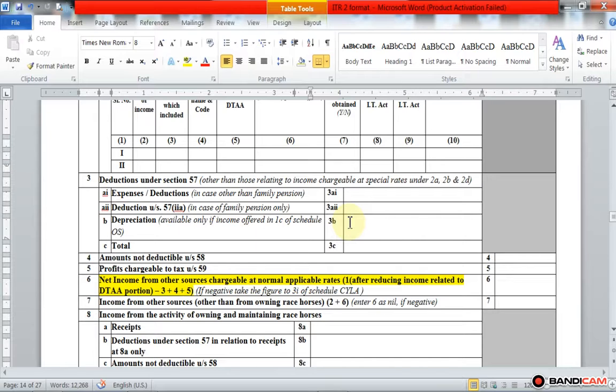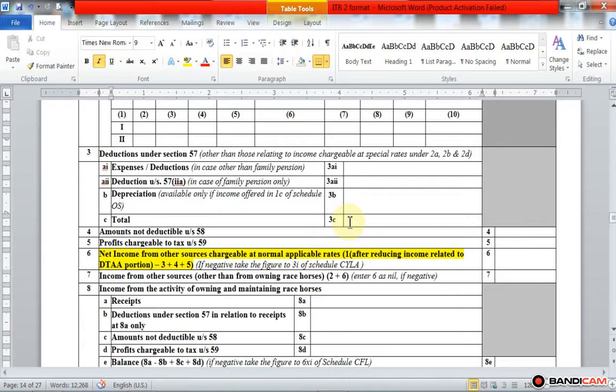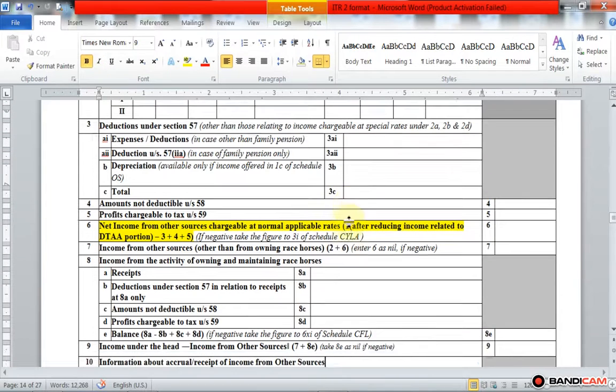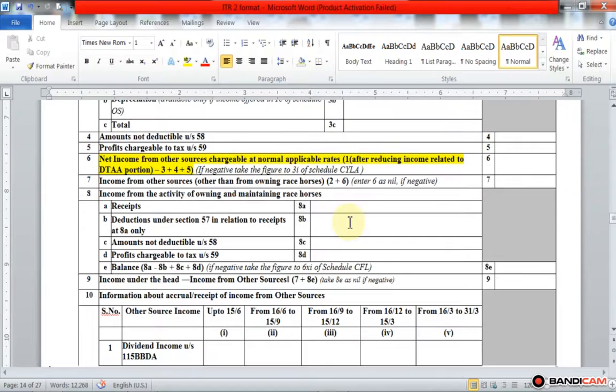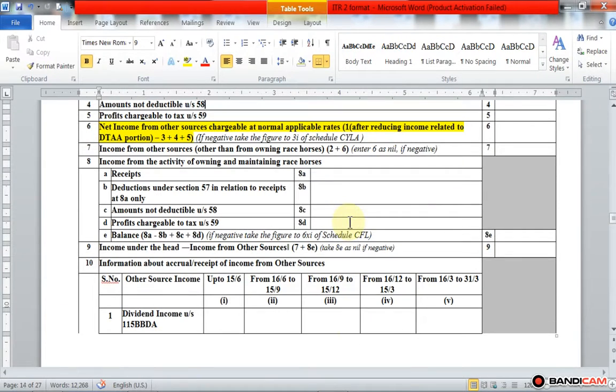Okay, depreciation available only if income offered in 1C of schedule OS. OS means other source. Then we make a total and put the figure in front of 3C column. Okay, then we get a net income from other sources chargeable at normal rate of income tax. Okay, then we fill the information if the SSC will earn an income from winning of horse races. Okay, then furnish this information in the column number 8.